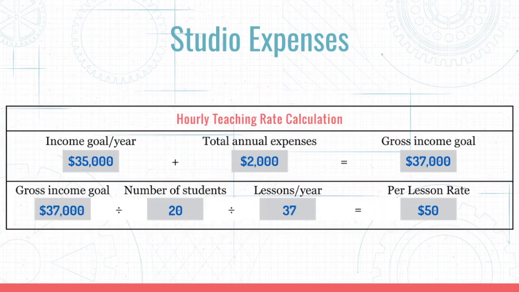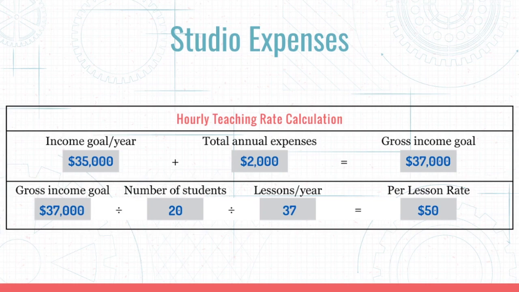The next calculation we need to make is our hourly teaching rate. What is it going to be? And I suggest, just as an exercise, to work backwards with this and start with your goal income per year. Now, obviously, nothing crazy, but something that you would be comfortable living on per year from your teaching. So I've chosen $35,000 here. That may be nothing where you live. It may be far more than you would need. You choose an income goal that makes sense for where you are. And then your total annual expenses, which we just calculated, those are $2,000. So gross income goal is $37,000.